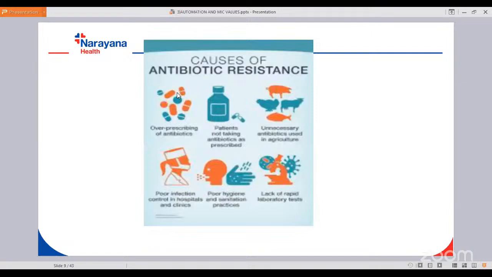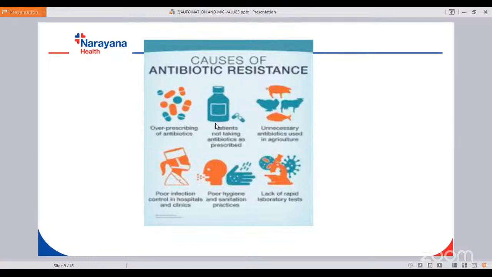What are the causes of antibiotic resistance? So now, although Indian FDA has said that antibiotics cannot be prescribed and cannot be given to a patient by the chemist without prescription, we still continue getting over-the-counter antibiotics. Also, doctors may tend to overprescribe antibiotics. Patients may not be taking the antibiotics as prescribed, so the dosage is not adequate. There is poor hygiene and sanitation, poor infection control practices in the hospitals and clinics.